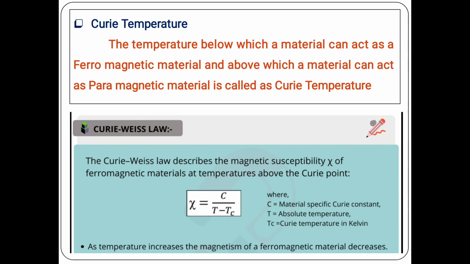Curie-Weiss law. The Curie-Weiss law describes the magnetic susceptibility psi of a ferromagnetic material at temperatures above the Curie point. It is represented as psi equal to C divided by T minus Tc, where psi is the susceptibility, C is the material specific Curie constant, T is the absolute temperature, Tc is the Curie temperature in Kelvin. As the temperature increases, the magnetism of ferromagnetic materials decreases.